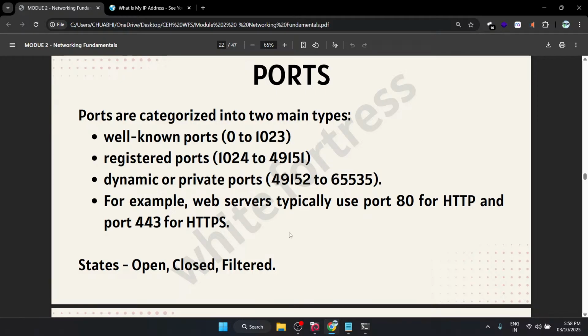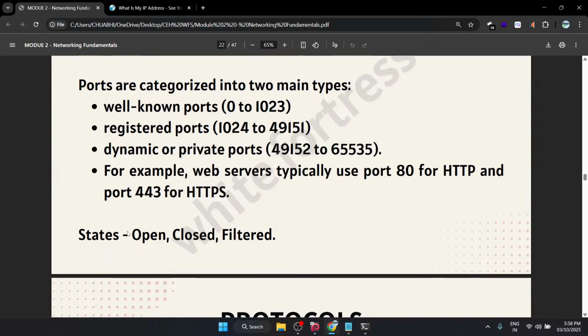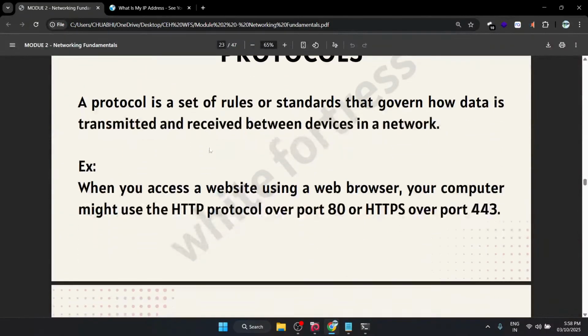Okay, so I already told you, this 80 is the port number. HTTP is your common service, and you can call it your protocol as well. So this is basically some common stuff. And ports can be in open, closed, and filtered states. We will be talking about that in the upcoming lectures as well.